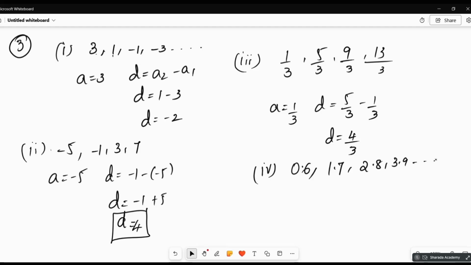So the first term we call A. Then the common difference is A2 minus A1 or A3 minus A2. Common difference means second term minus first, or third term minus second. So A is 0.6 and D is 1.7 minus 0.6, it is 1.1. Okay.